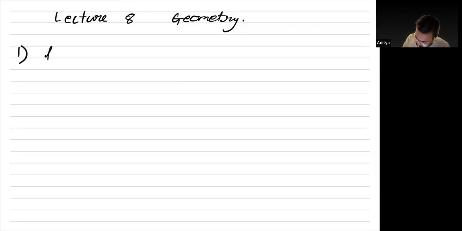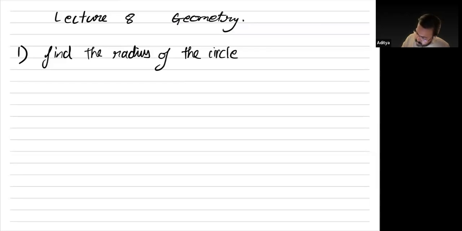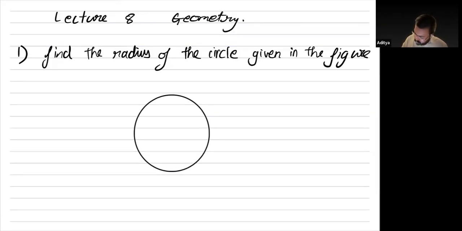Try this. Find the radius of the circle given in the figure, if it is given that the area of the red and blue shaded regions are equal.